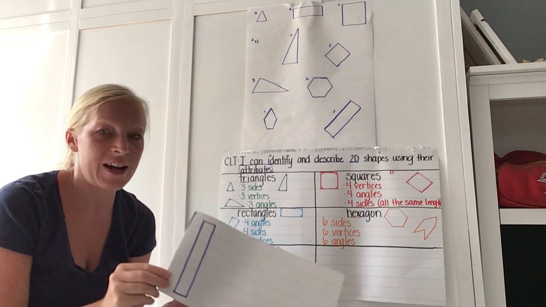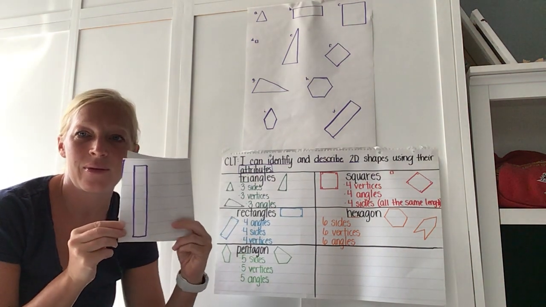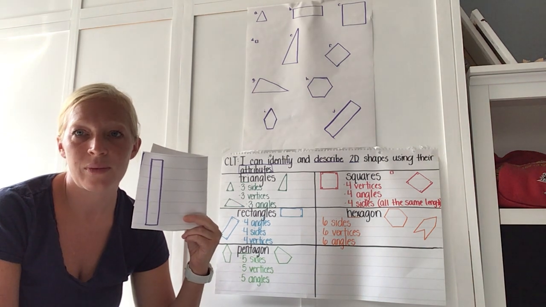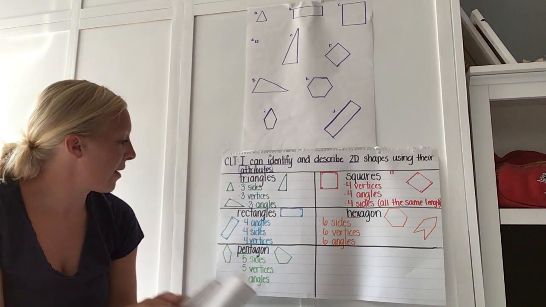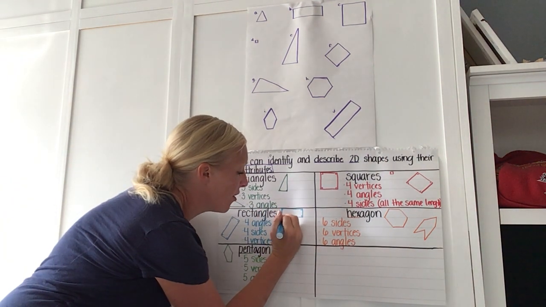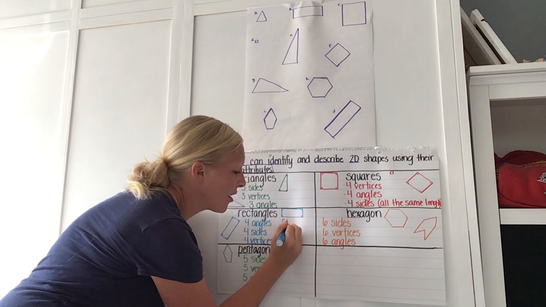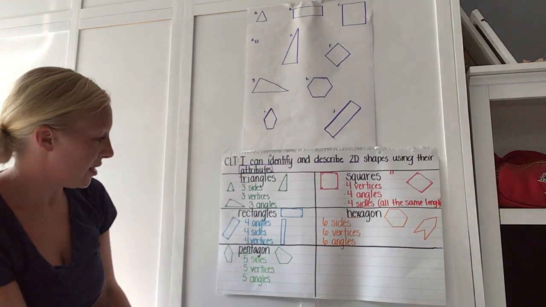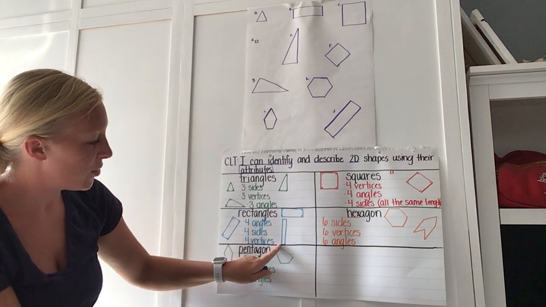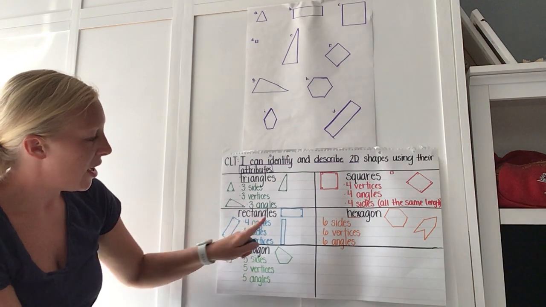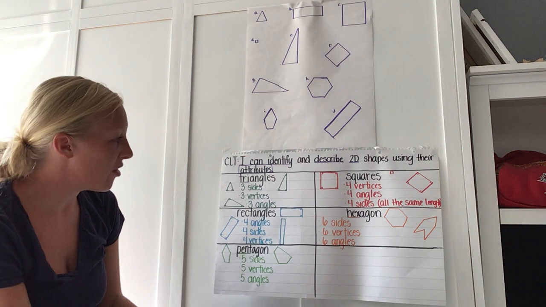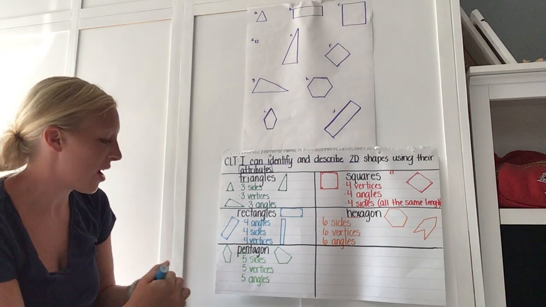How about this guy right here? Where's it gonna go? Where is this one going to go? You guys all just yell it out at me. I tell you, what are we gonna do? It is a rectangle. How do we know it's a rectangle? It does have 4 angles. 1, 2, 3, 4. It has 4 sides. 1, 2, 3, 4. It has 4 vertices. You're right, the sides are not all the same length, so it's not a square.